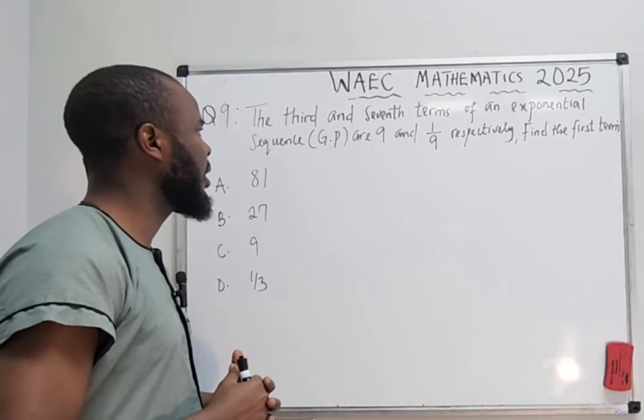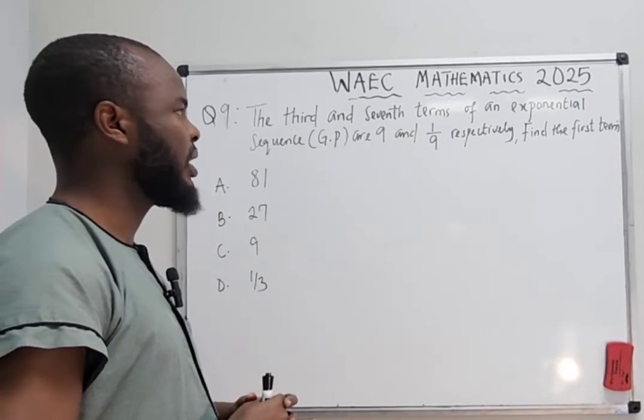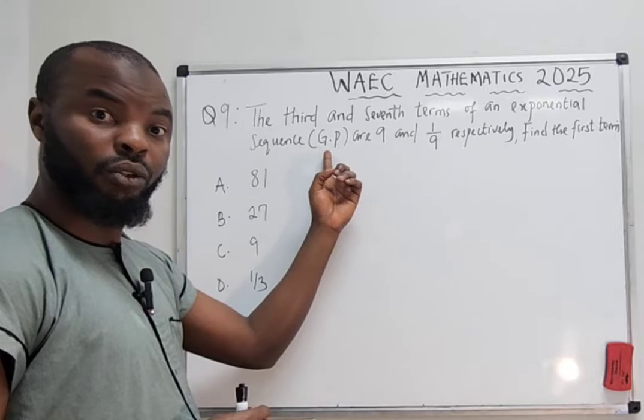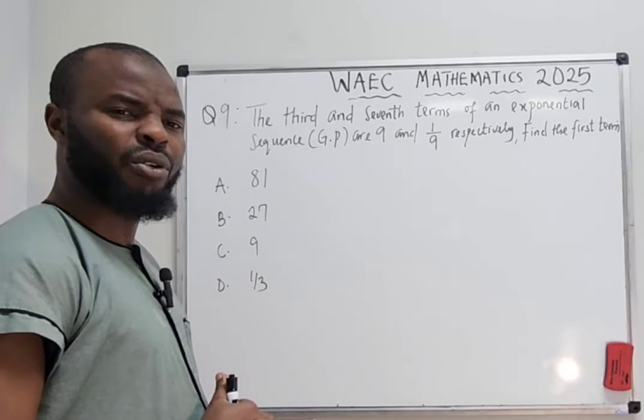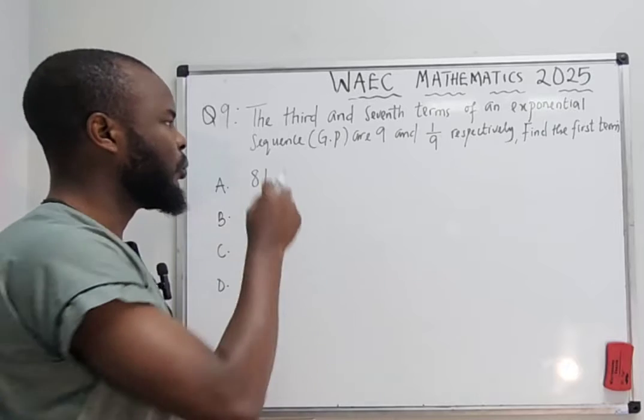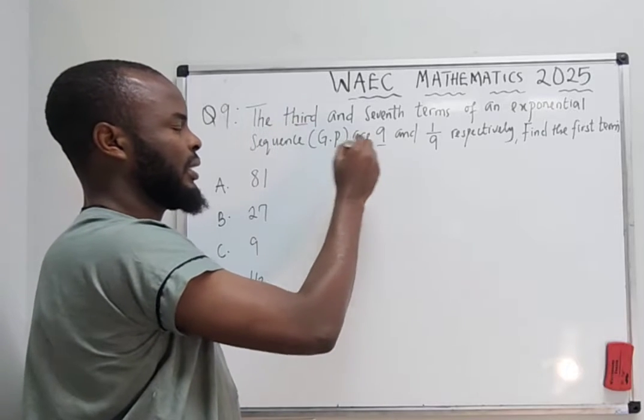Now, having a look at it, it says the third and the seventh terms of an exponential sequence, which is a geometric progression, are 9 and 1/9. Find the first term.